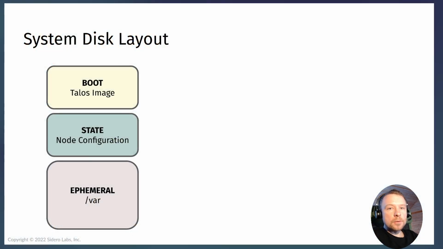First, let's start with the very basic system disk layout. Talos is installed to some system disk, which is a block device. If we simplify the disk layout, it consists of three partitions. One is the boot partition, which contains the Talos image. Next is the state partition, which holds the node configuration data like machine configuration, node identity, etc.